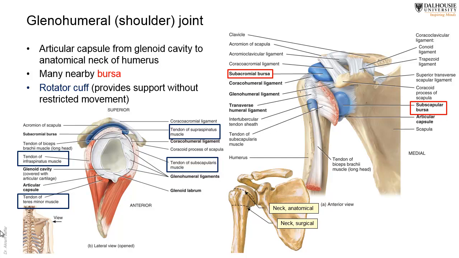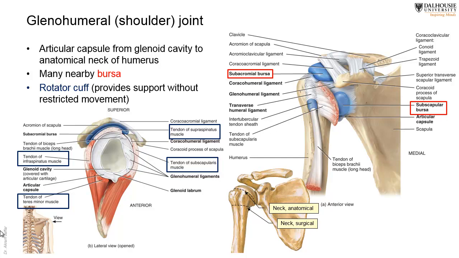And you can see here that the cavity is very shallow, and only about one third of the head of the humerus lies within the cavity, which means that there is more flexibility, more movement taking place at this joint, but this is at the expense of stability. It is less stable if we compare it with the hip joint.